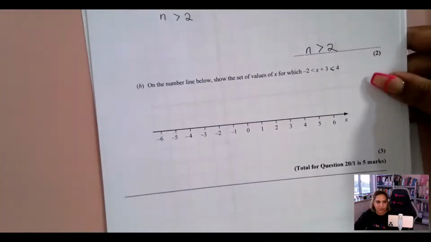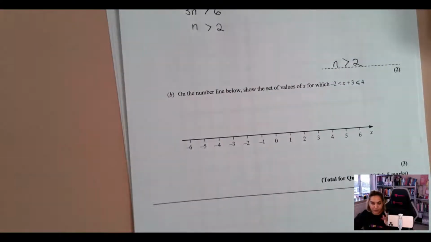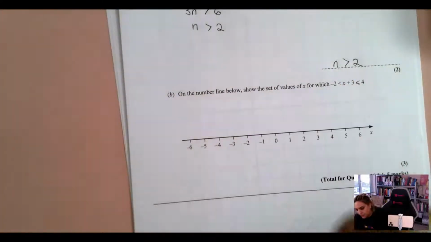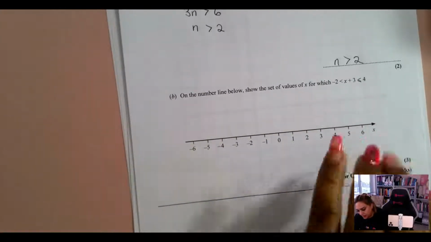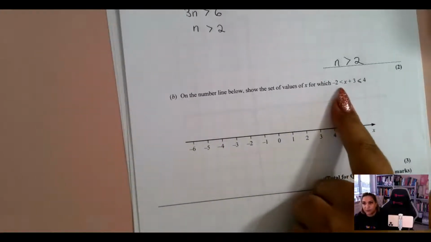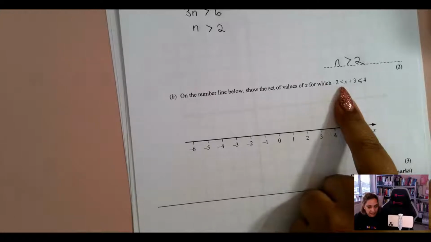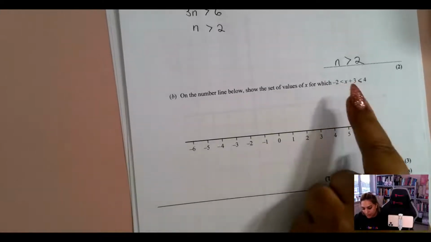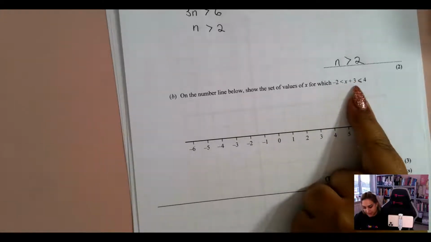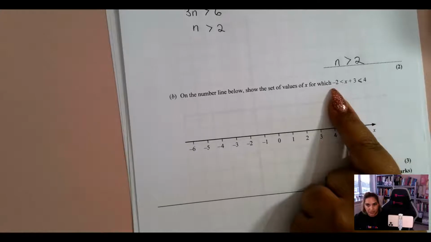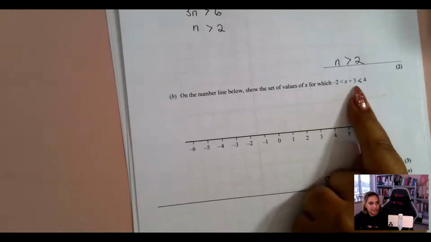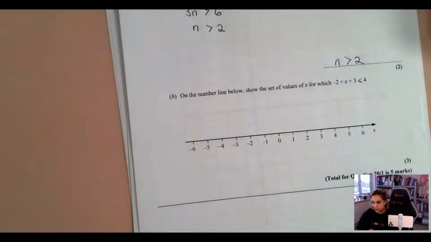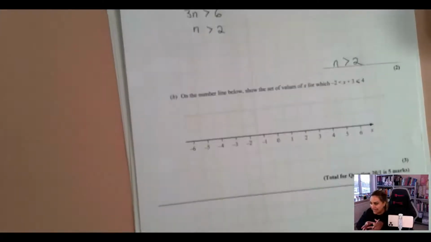All right, next one, on the number line. First of all, there's a difference between that symbol and that symbol. We've got an extra line here, so this is equal to as well. So we're saying x plus 3 is greater than minus 2, and x plus 3 is less than or equal to 4. What we're going to do first is make it just x.